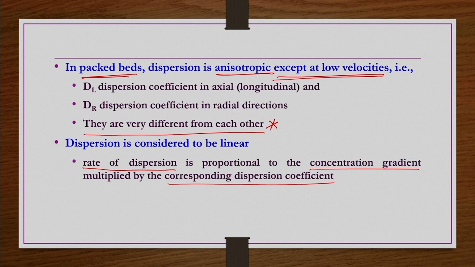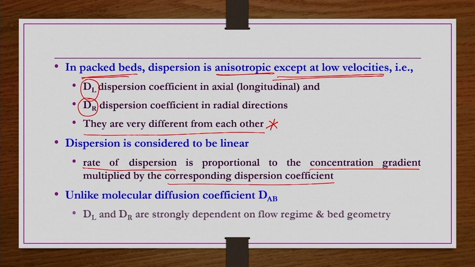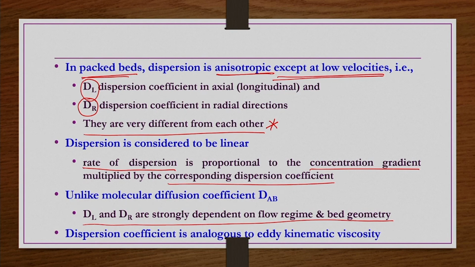Let us say if you have a cylindrical packed bed, then the dispersion coefficient in the longitudinal direction and the dispersion coefficient in the radial direction are going to be different. Okay. So, unlike the molecular diffusion coefficient DAB, as I already mentioned, DL and DR are strongly dependent on flow regime and bed geometry. So, the dispersion coefficient is analogous to eddy kinematic viscosity, which is not the same in all directions; it varies from direction to direction.